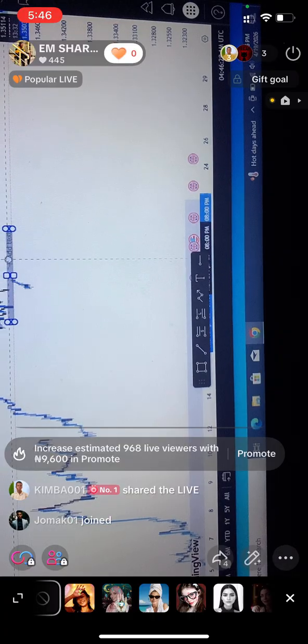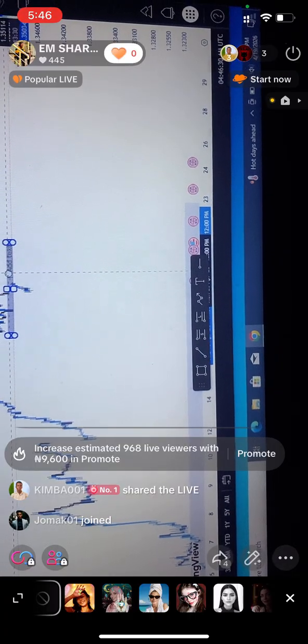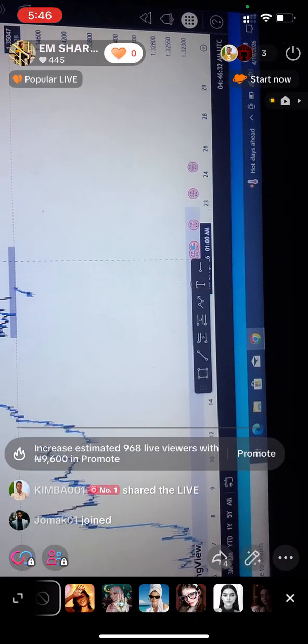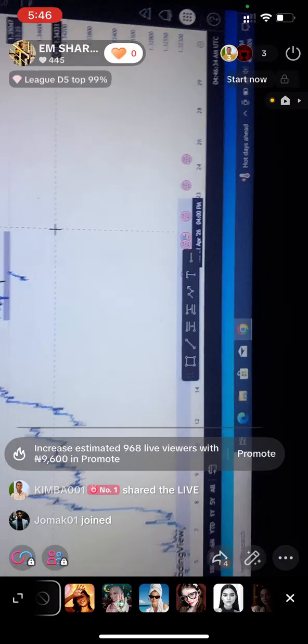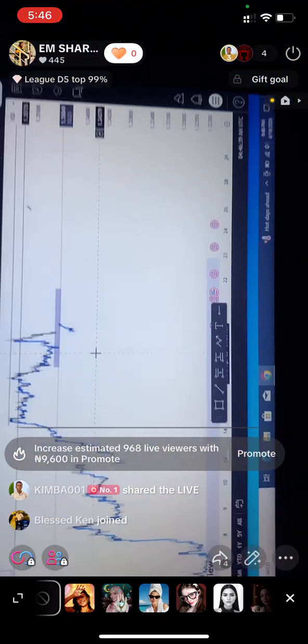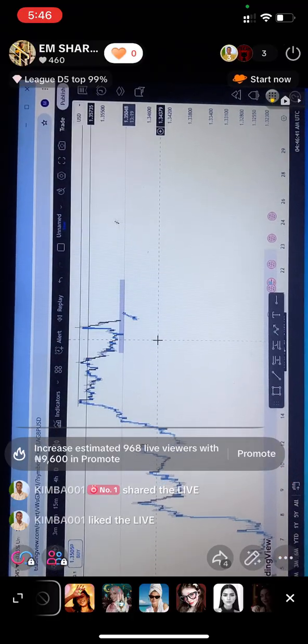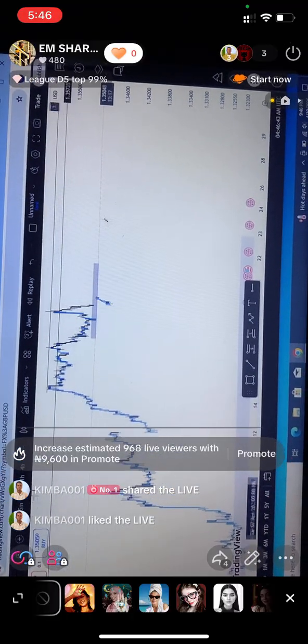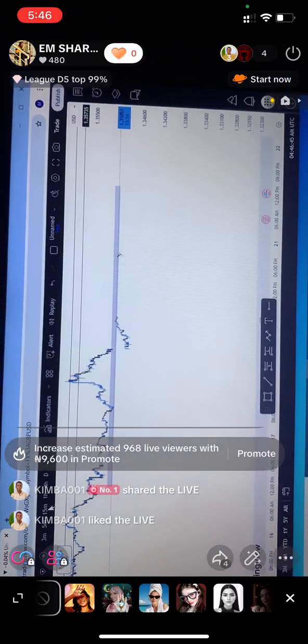So don't ever make things harder in trading. So this was the breakdown on GBP USD on how you are going to trade it this week. Have you understood? So let's look at the 15-minute time frame to see what is happening.